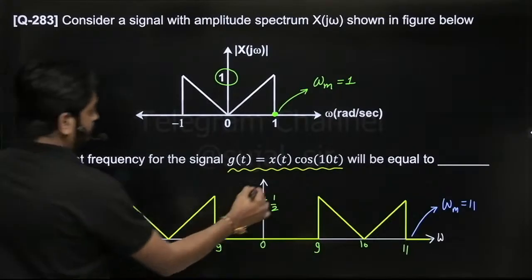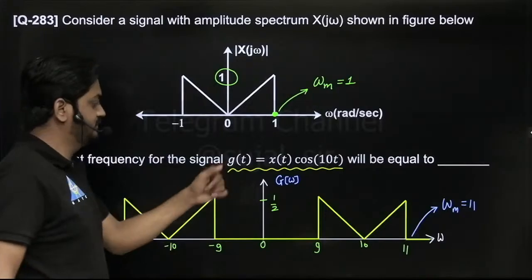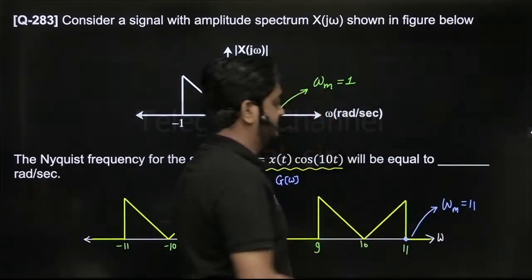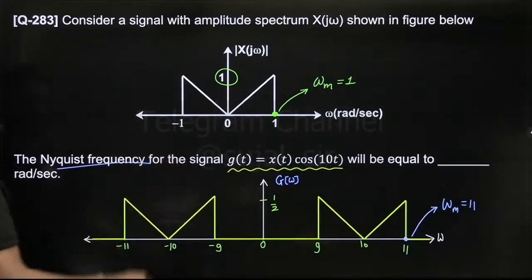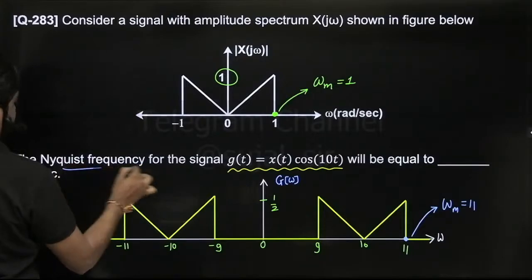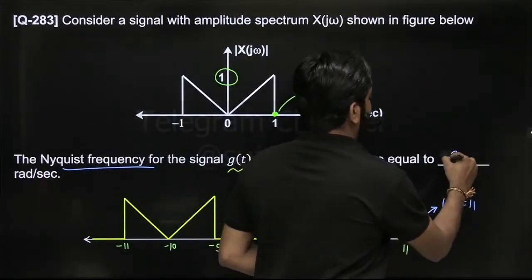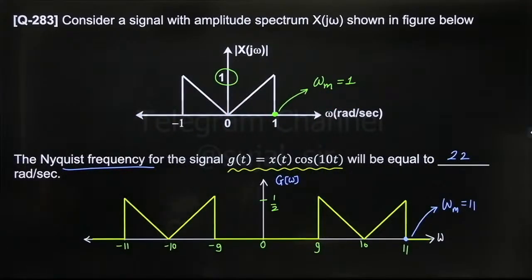This is g of omega, the Fourier transform of g of t. So the maximum frequency here, you can see, is 11, guys. So what is the Nyquist rate? They are asking for the Nyquist frequency. That is double of this one, in radian per second. So double of this one is nothing but 22, guys.